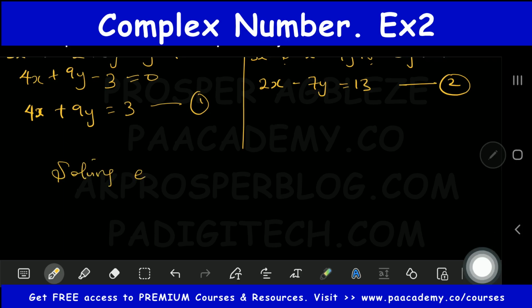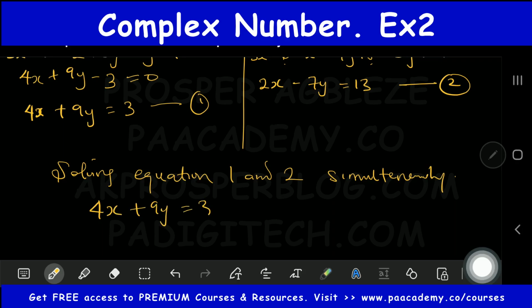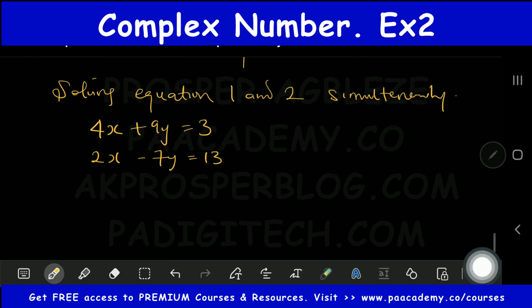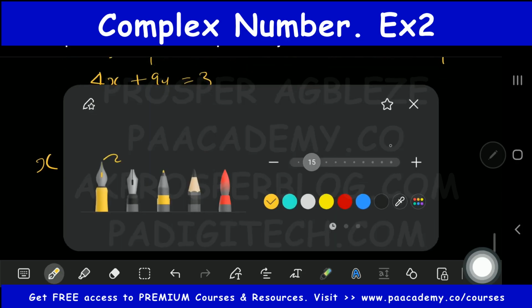So let me say solving equations 1 and 2 simultaneously. With that, we are going to be having 4x plus 9y equals to 3, then 2x minus 7y equals to 13. If you solve this simultaneously, I won't be doing the simultaneous equation. I want to believe if you're watching this video, you shouldn't have a problem with simultaneous equations. So you're going to be getting your x to be equal to 3, and your y is equal to minus 1. So this is the answer to this question.